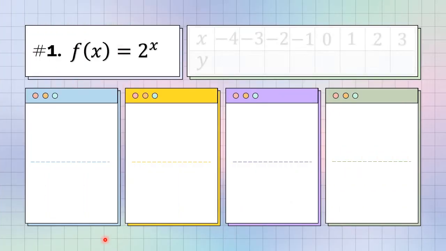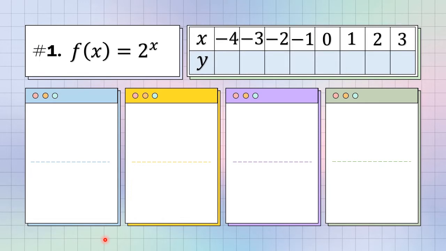Let's move on in completing the table of values. So we have the value of x as negative 4, negative 3, negative 2, negative 1, 0, 1, 2, and 3. For the first value of x, which is negative 4, let's substitute negative 4 on the original equation. We all know that f of x is also equal to y. So we'll have y is equal to 2 raised to negative 4.